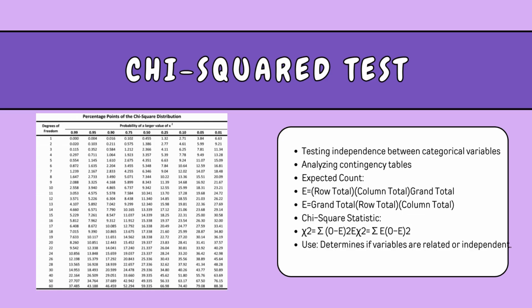And again, here we have the percentage points of the chi-squared distribution and the different degrees of freedom, and we have the chi-square statistic equation here.